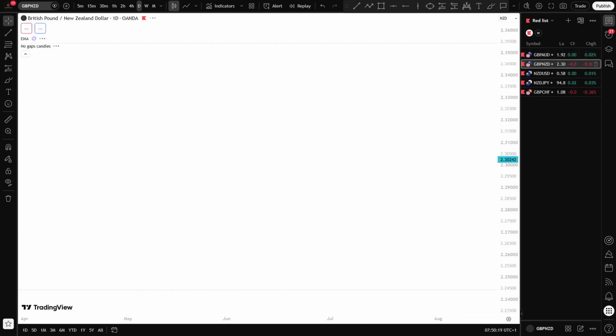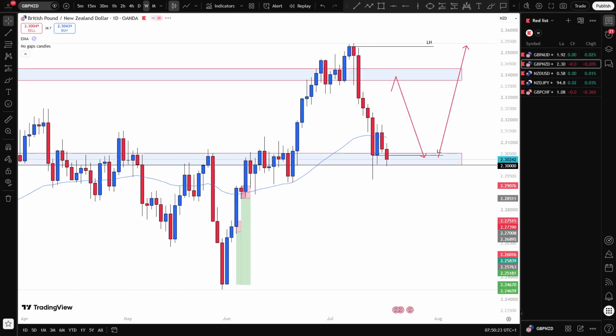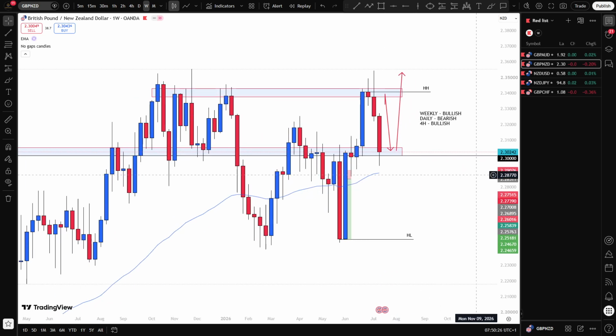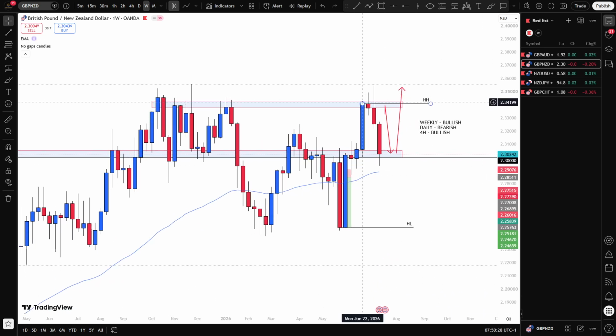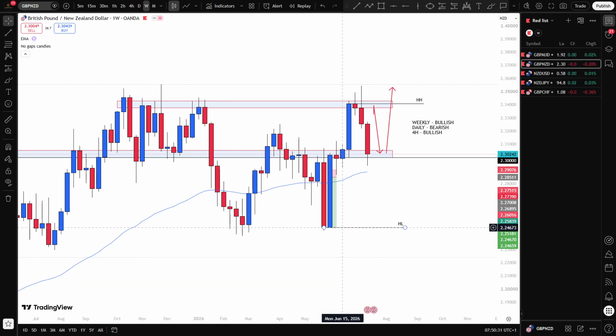GBP NZD. On the weekly time frame, you can see that the weekly time frame is bullish. It is the higher high and this is the higher low. So I was waiting to trade this pullback to this place before I buy this week. Last week I was waiting to trade this pullback. So I was anticipating for this bearish candle to have a wick. The wick should be long to retest this zone before the sell down to this area of interest.